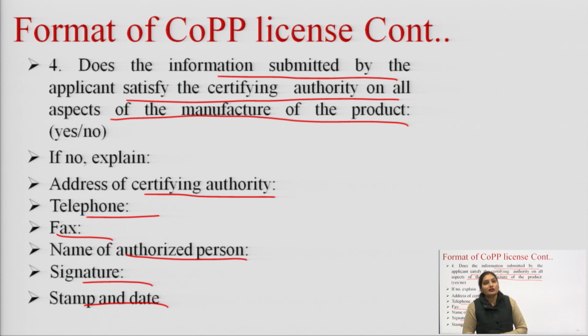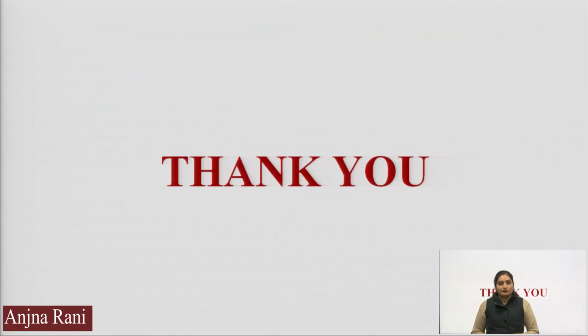And in the fourth section, does the information submitted by the applicant satisfy the certifying authority on all aspects of the manufacture of the product, and if the answer is no, then the address of certifying authority, telephone number, fax, name of authorized person, signature, stamp and date should be mentioned on the COPP license. So, this is all about the certificate of pharmaceutical products. Okay. Thank you.